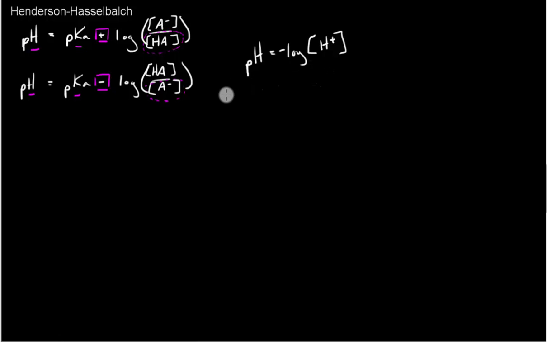So what we're really doing with the Henderson-Hasselbalch is relating the concentration of the H plus ions in solution to the equilibrium constant of a certain acid. And again, the equilibrium constant is a relationship between A minus and HA. So we can talk about the concentration of H plus ions in solution if we have information regarding the pKa of a molecule and the concentrations of that molecule.